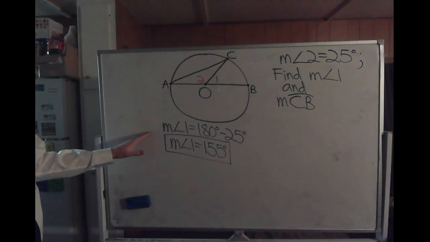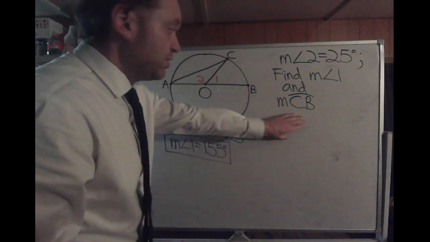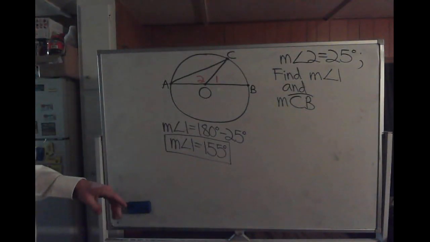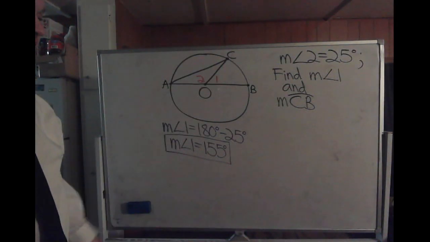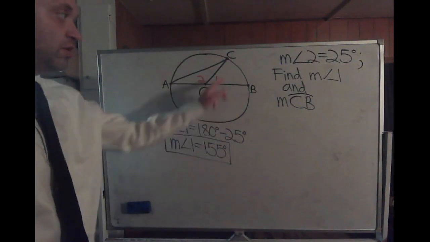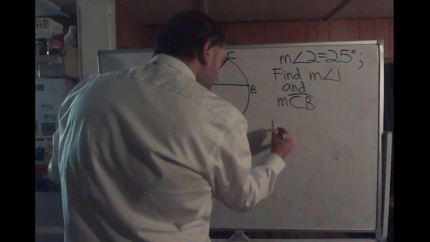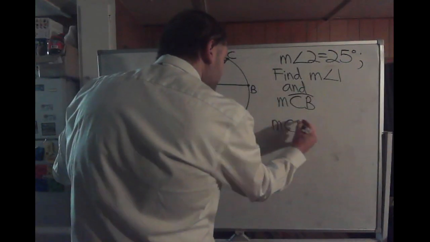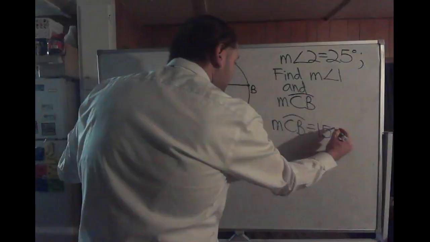And then all we have to do now to find the measure of minor arc CB, since we know that the measure of central angle 1 is 155 degrees, that means the minor arc that touches it is going to be congruent to it. So the measure of minor arc CB would also equal 155 degrees.